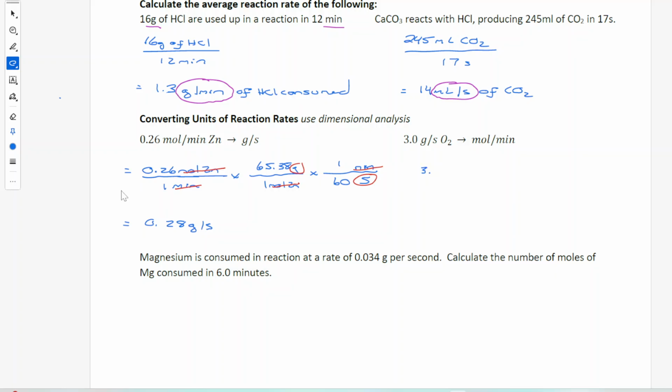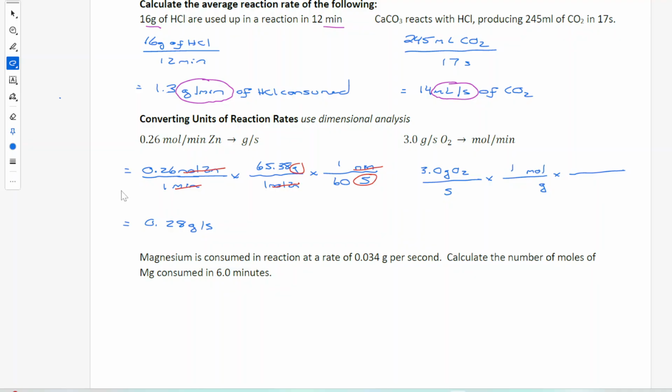So for this one, we're doing 3.0 grams of oxygen per second, and we want to convert it to moles per minute. So what we're going to look at is going from grams into moles. So we're going to put grams on the bottom. We're going to put moles on the top.